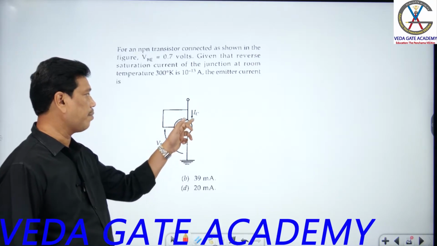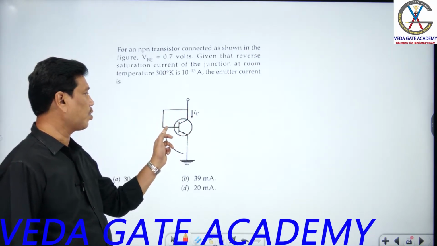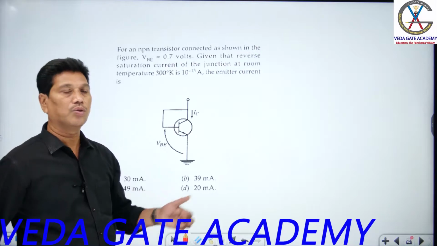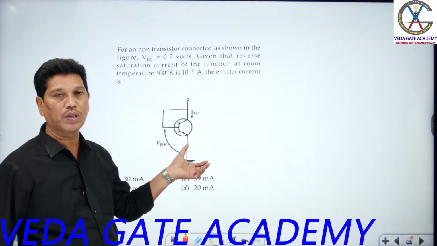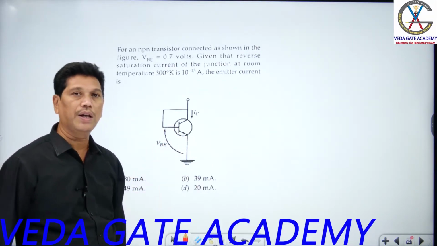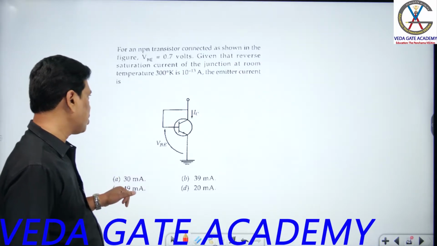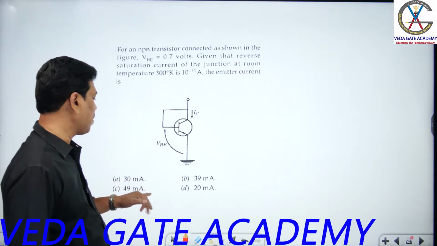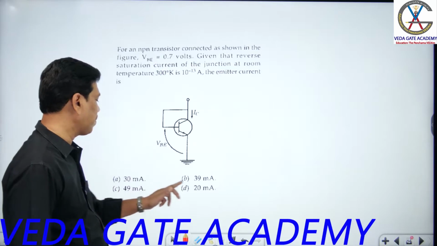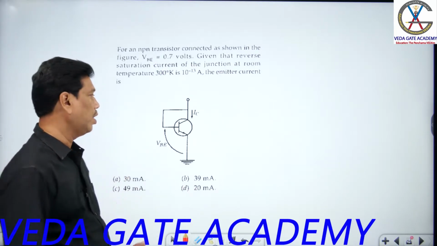So what is this BJT? Among the two junctions, one of the junctions looks like a short, that is the collector junction. So now the BJT looks like an emitter diode, students, with forward voltage equal to VBE. Now the options given for the emitter current: 30 milliampere, 39 milliampere, 49 milliampere, 20 milliampere. Understand, students?